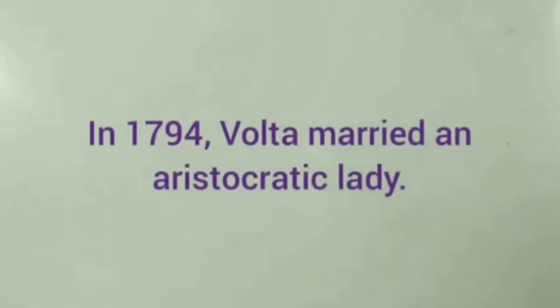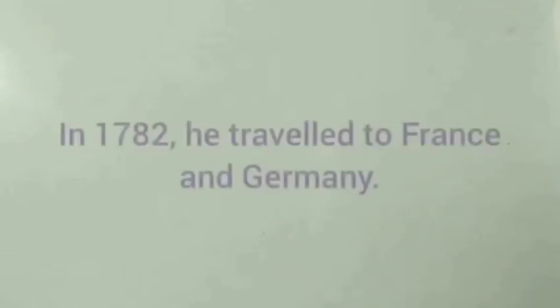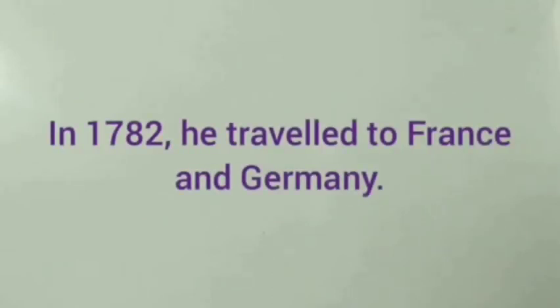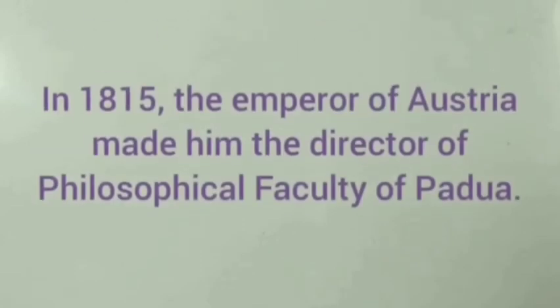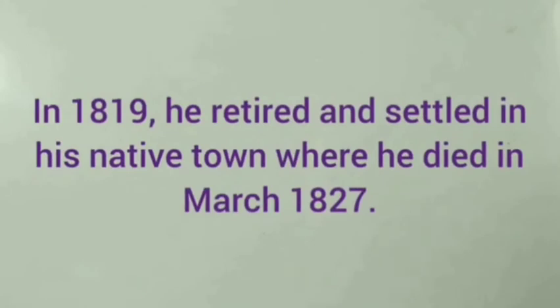In 1794, Volta married an aristocratic lady. In honor of his work, he was made a count by Napoleon Bonaparte in 1801. In 1782, he traveled to France and Germany. In 1815, the Emperor of Austria made him the director of the Philosophical Faculty of Padua. In 1819, he retired and settled in his native town, where he died in March 1827. This is the passage we have learned about Alessandro Volta, and we have collected so much information.